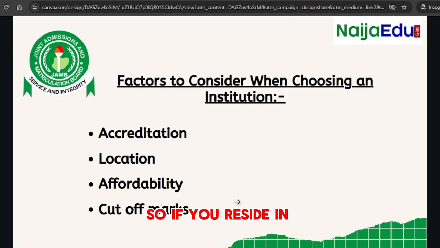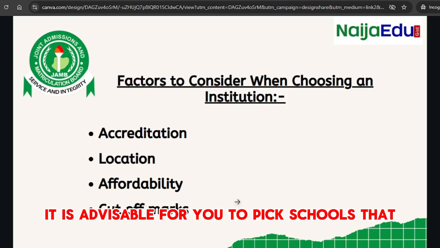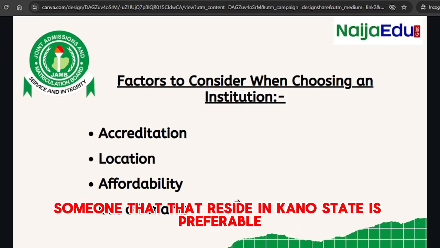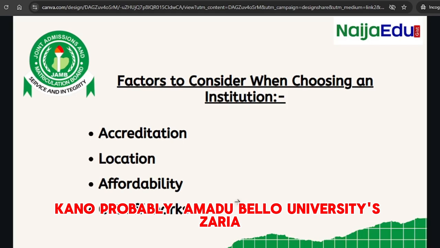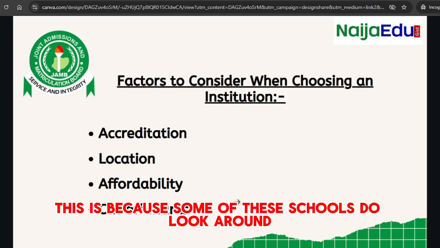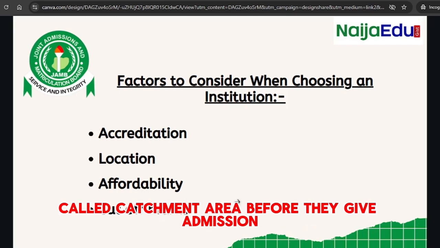So if you reside in the northern part of the country, it is advisable for you to pick schools that are in your state of origin. For example, someone that resides in Kano State, it's preferable you go for a school like Bayero University, Kano, or probably Ahmadu Bello University Zaria, or any other schools that are nearby in your geopolitical zone. This is because some of these schools look at something called catchment area before they give admission.